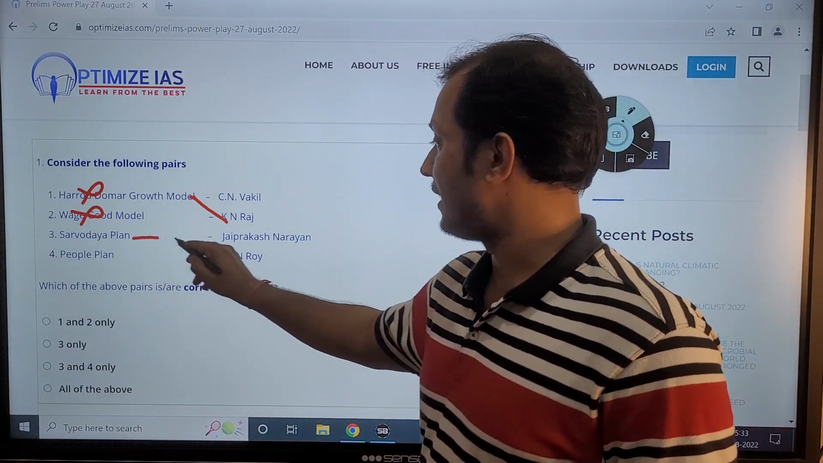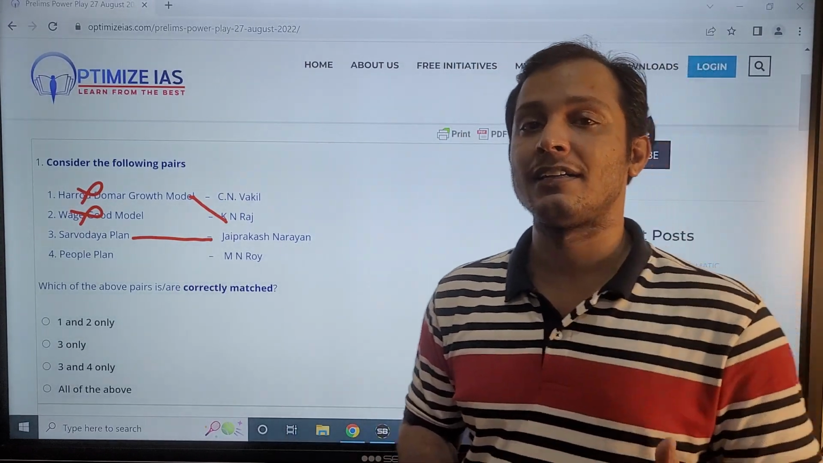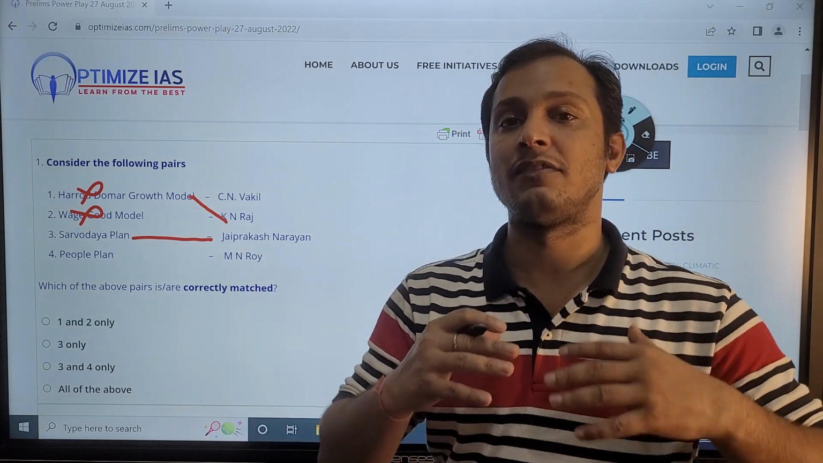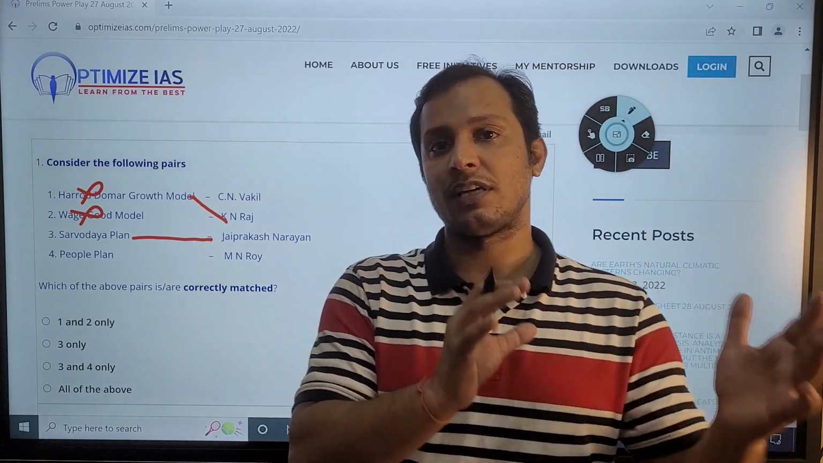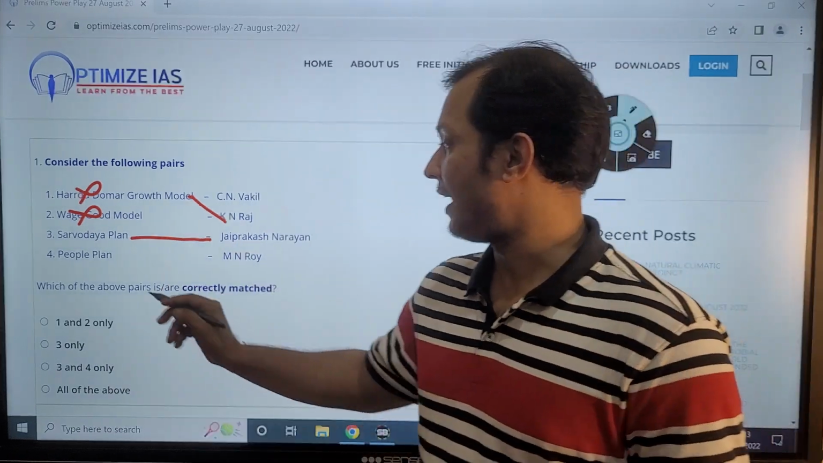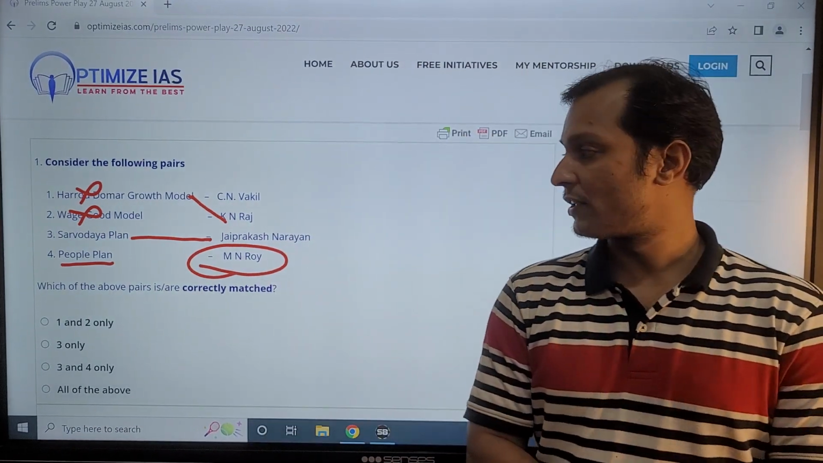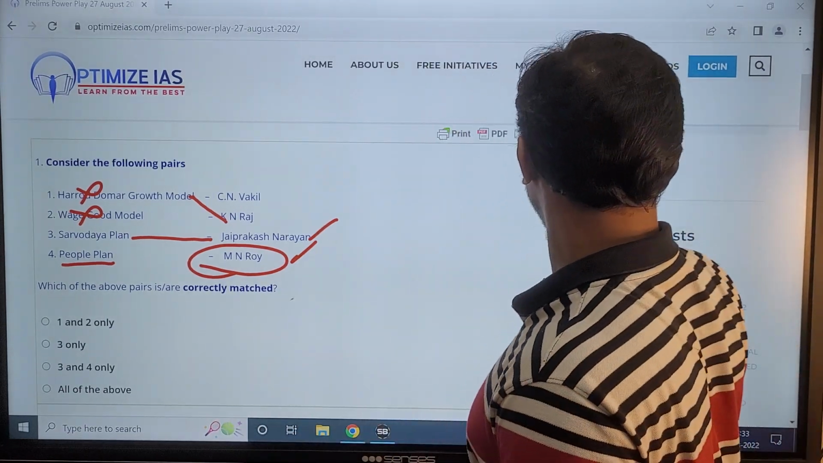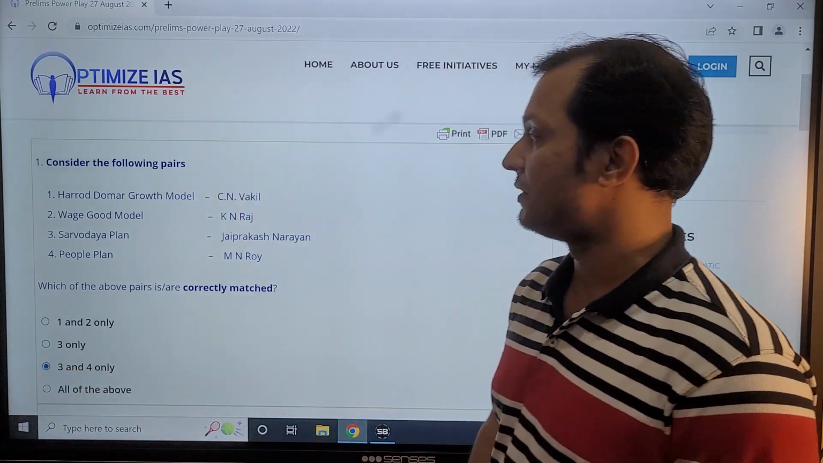So the Sarvodaya plan was given by Jayaprakash Narayan. We all know that Sarvodaya is a concept given by Mahatma Gandhi, which is basically welfare of all, and Jayaprakash Narayan was a Gandhian. So there are high chances that the Sarvodaya plan would be recommended by Jayaprakash Narayan, and the People's Plan was given by M.N. Roy. So obviously the third and fourth are correct pairs. So the answer to the question will be 3 and 4.